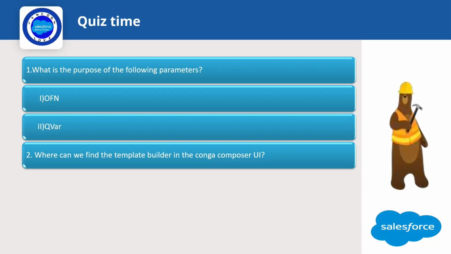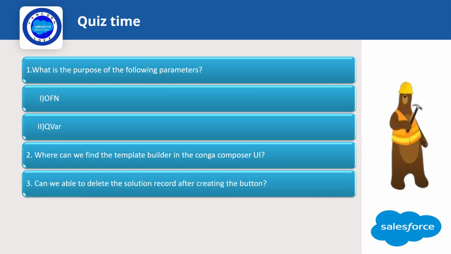In the buttons. In which button? I'm asking in the Conga Composer UI. Create template. No. On the top right corner, we have tools and settings buttons, right? Mm-hmm. So that only we can find the template builder. Good try. Next question is, can we delete the solution record after creating the button?